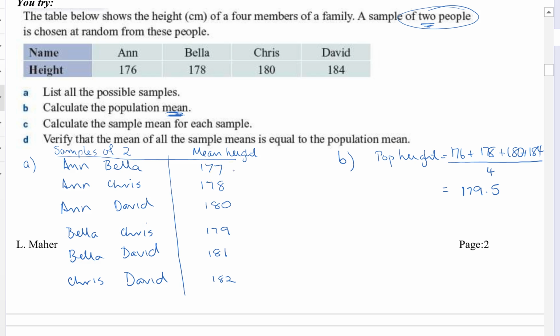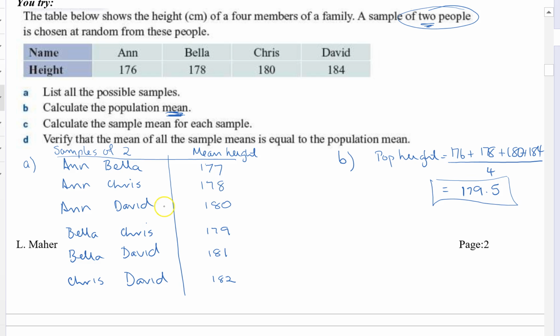Now knowing what the population average is, being 179, we can see that no, this isn't a terribly good sample. This sample certainly doesn't reflect the overall population. The same with Anne and Chris, 178. It's getting slightly closer. It is slightly better.